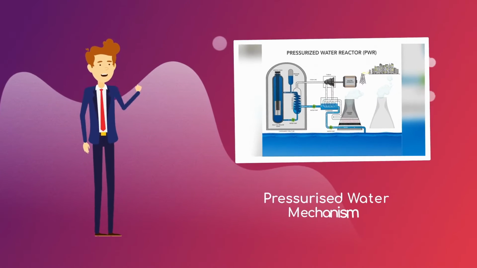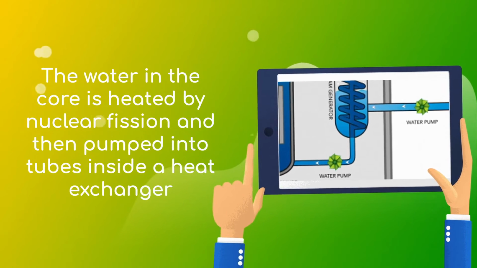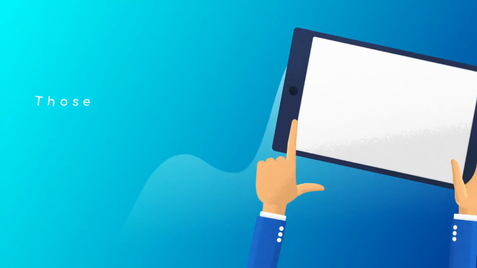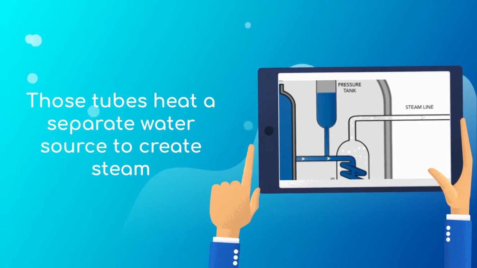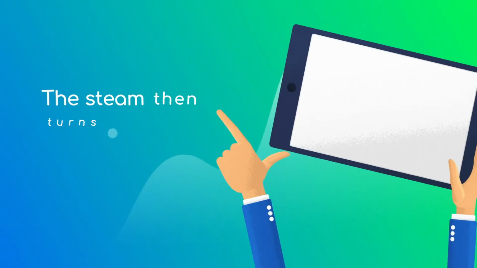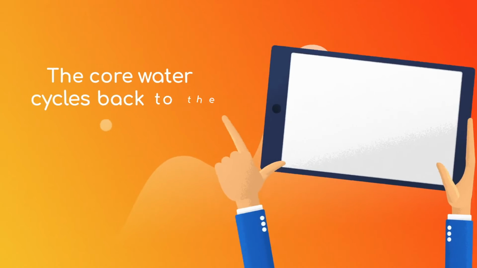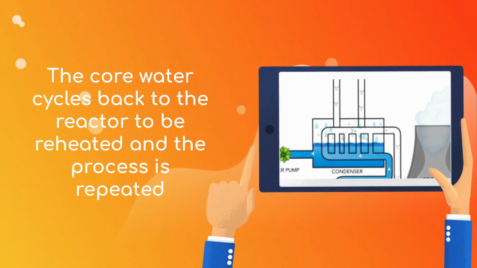Pressurized water reactor mechanism. 1. The water in the core is heated by nuclear fission and then pumped into tubes inside a heat exchanger. 2. Those tubes heat a separate water source to create steam. 3. The steam then turns an electric generator to produce electricity. 4. The core water cycles back to the reactor to be reheated and the process is repeated.